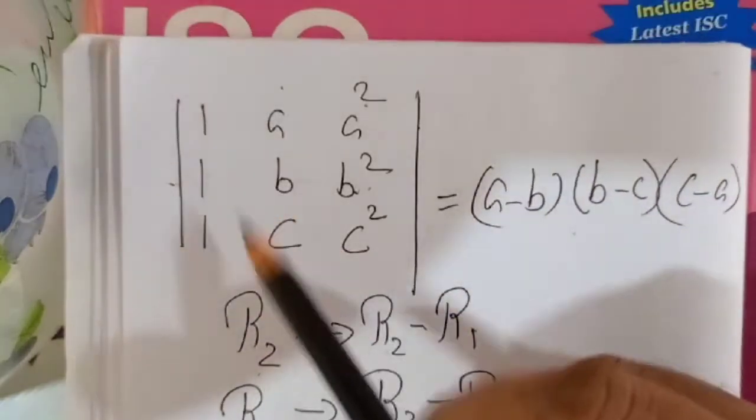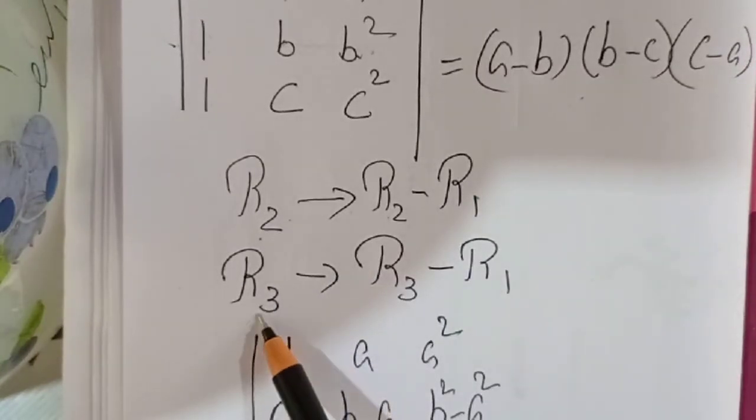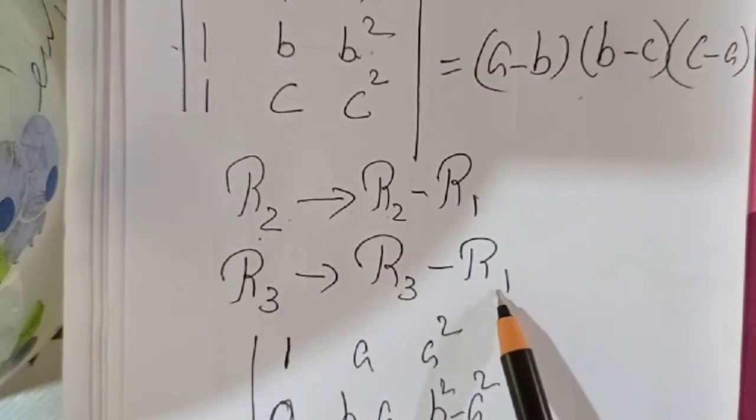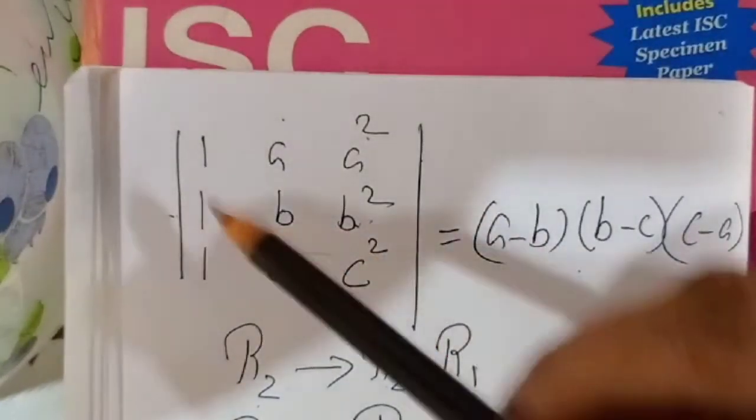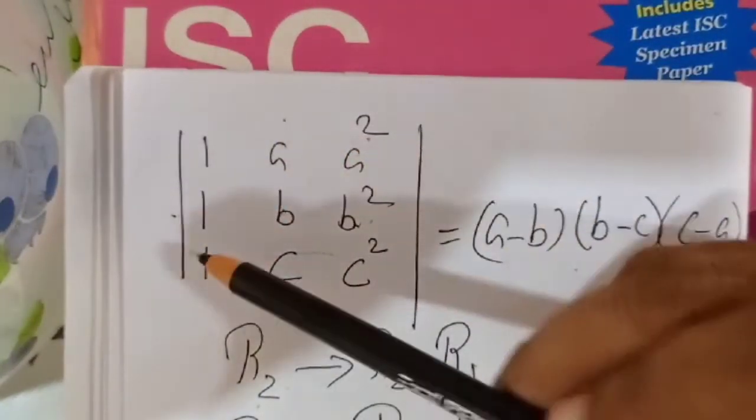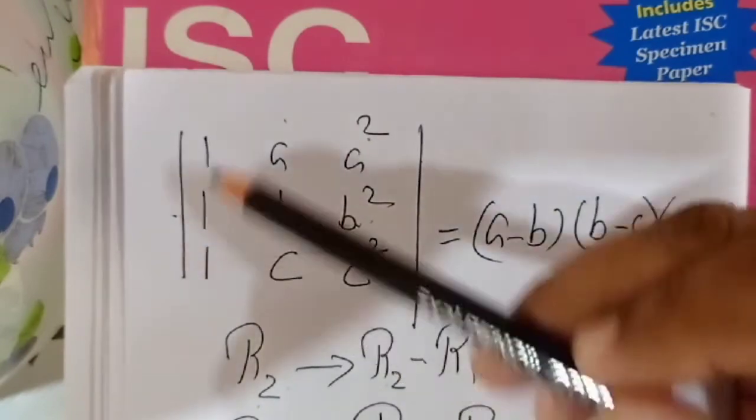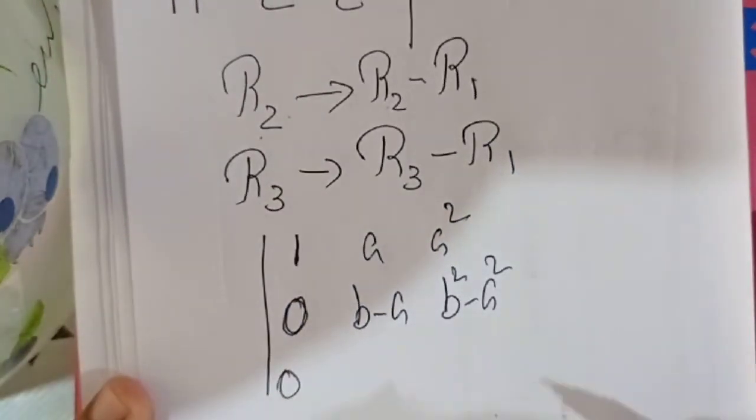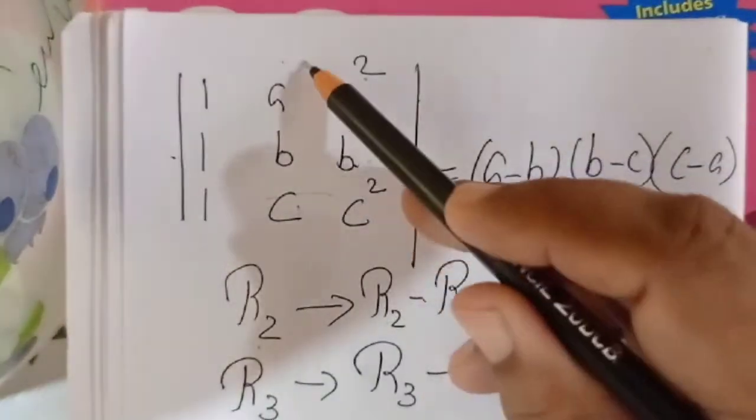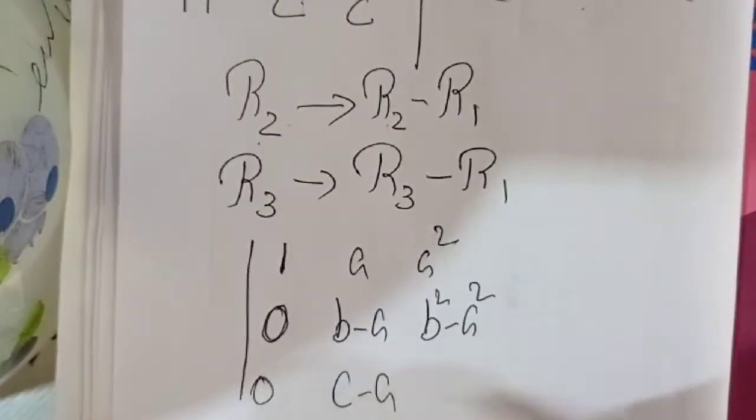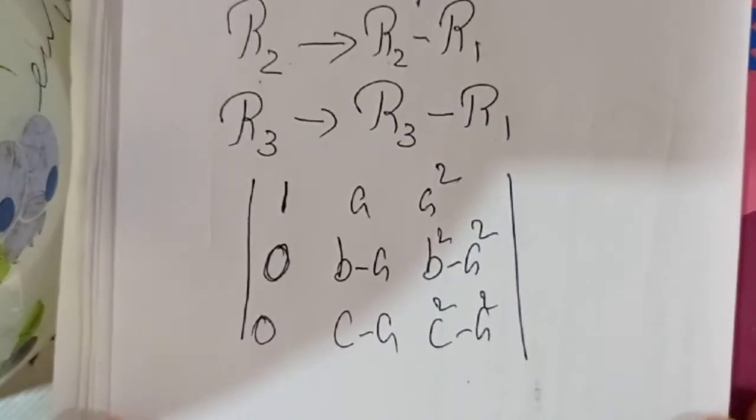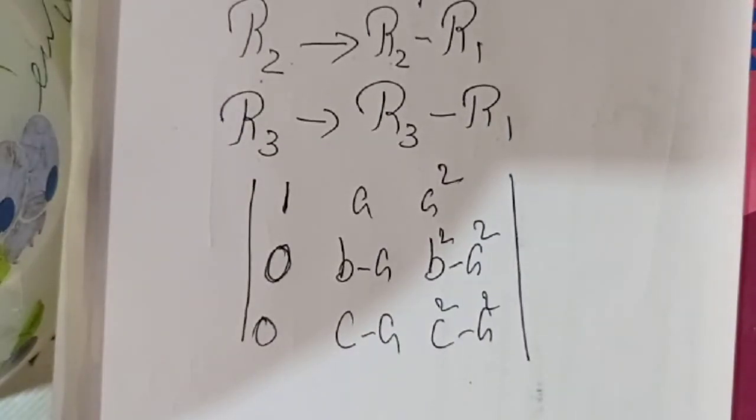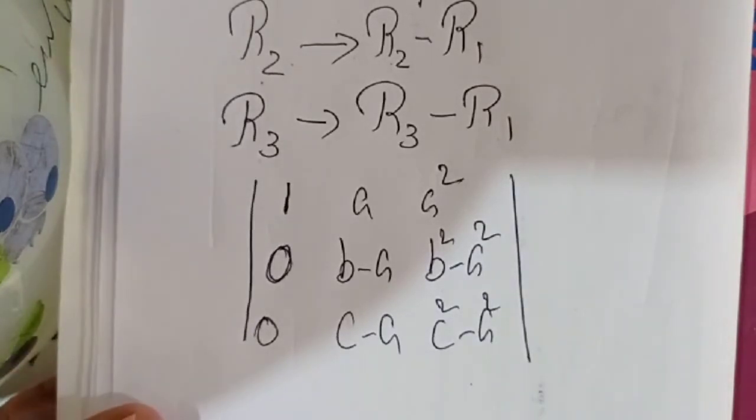Then same way, what's the next step? R3 changes to R3 minus R1. Look here. What is R3? This is 1, c, c square is R3. 1, a, a square is R1. Subtract: 1 minus 1 is 0. Okay. Then c minus a, c square minus a square. Copy this line. R2 and R3 changes to.